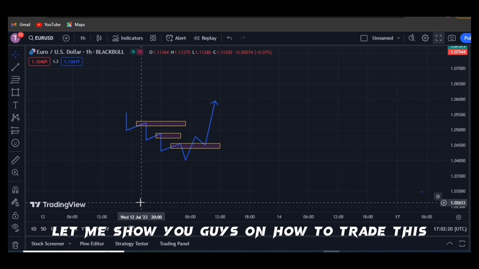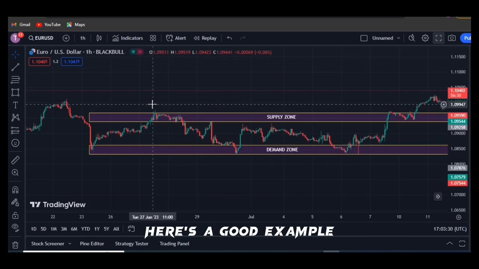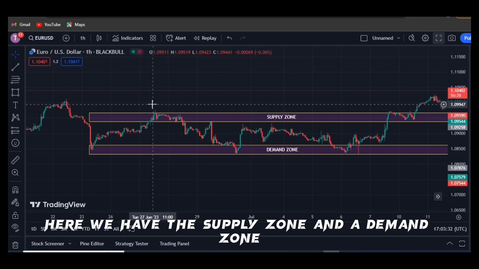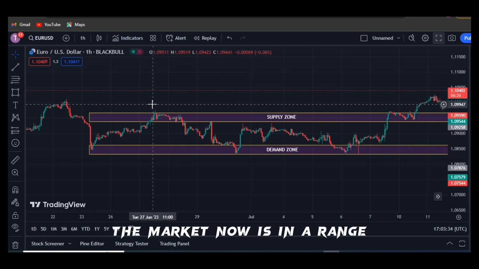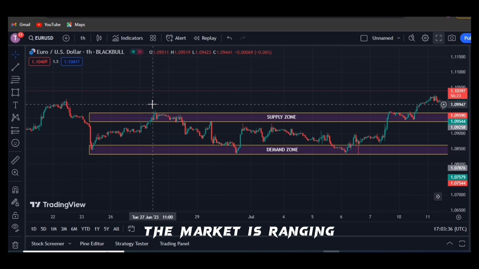Let me show you guys how to trade this on the chart. Here's a good example here. We have the supply zone and a demand zone. The market now is in a range. You understand? The market is ranging.